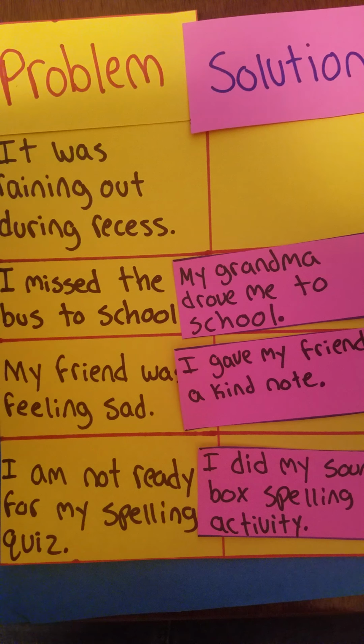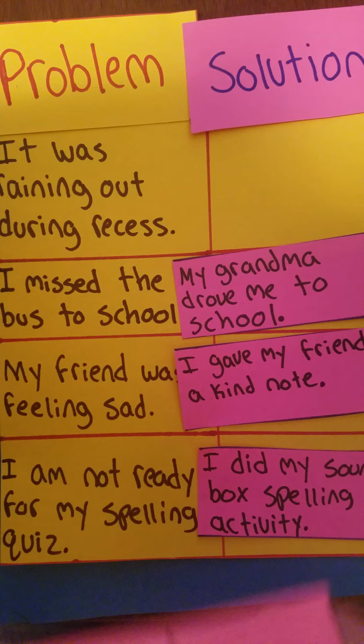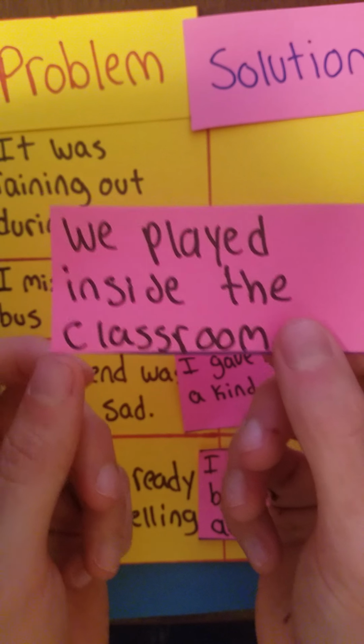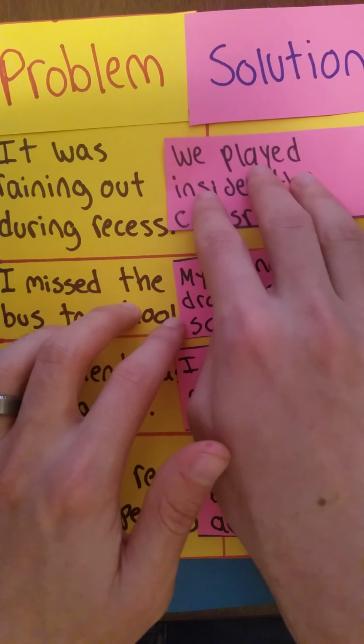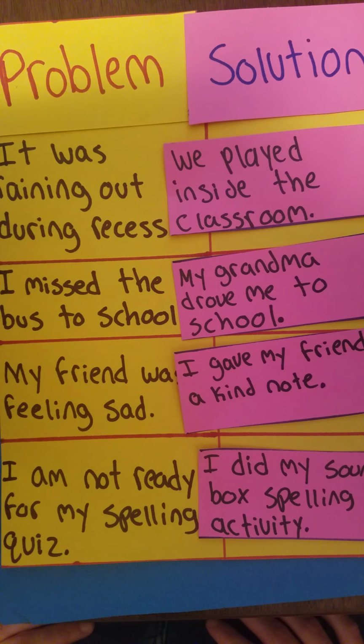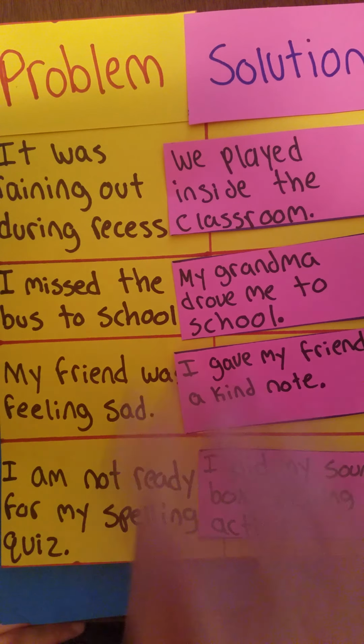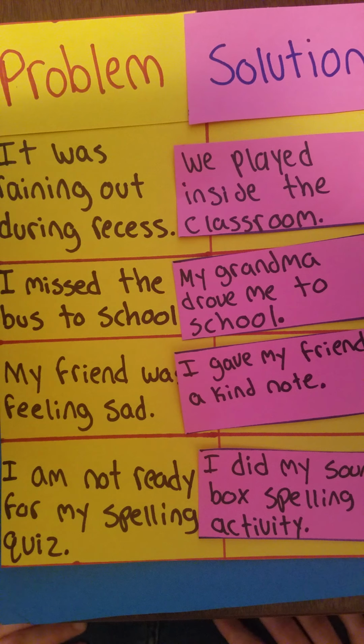Finally, we have one more solution card, and that is "we played inside the classroom." And that, I believe, is a perfect solution to "it was raining out during recess." If it's raining out, you can play inside the classroom, or another solution could be maybe playing inside the gym.